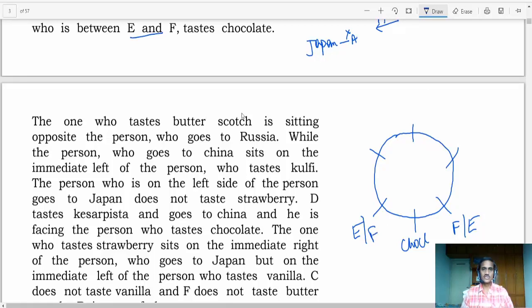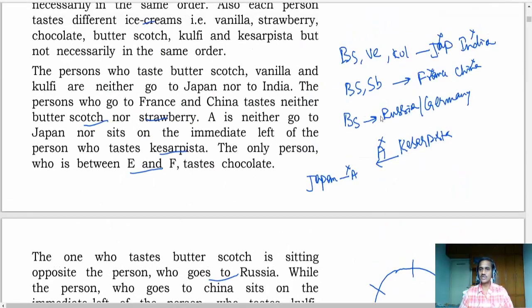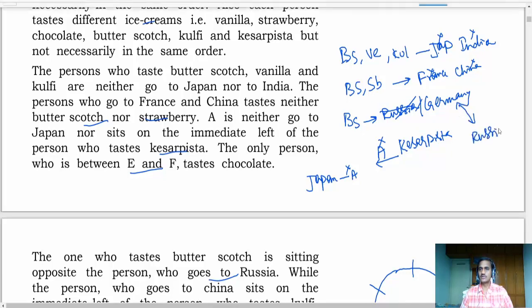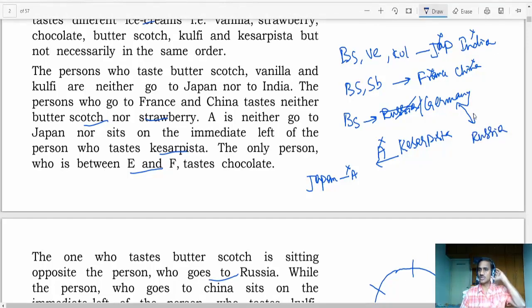And the one who tasted butterscotch is sitting opposite the person who went to Russia. Butterscotch is not Russia, and the one who tasted butterscotch went to Germany. Hence Germany and Russia are opposite to each other. The persons who went to Germany and Russia are sitting opposite to each other, and butterscotch is the one who went to Germany.